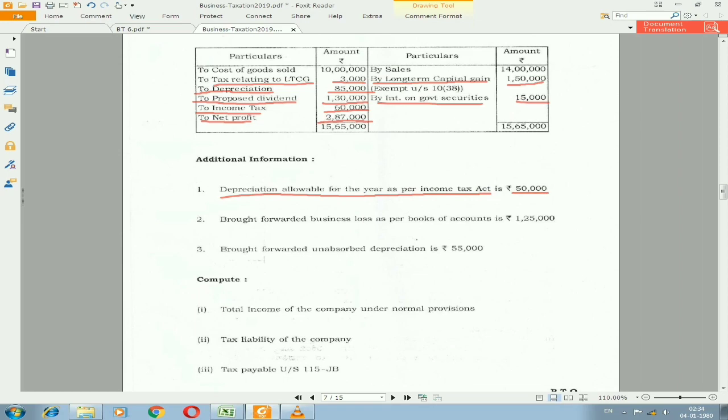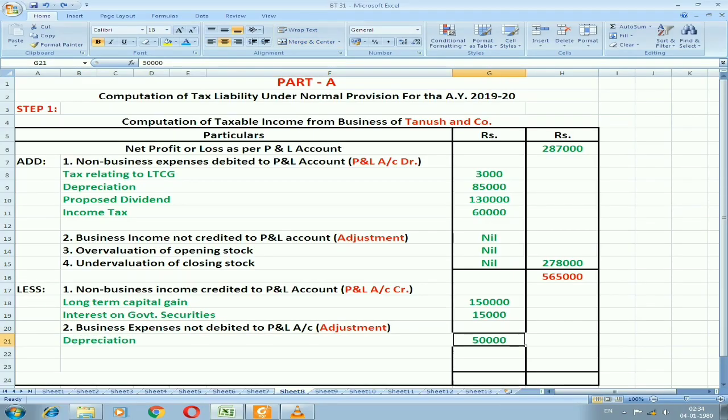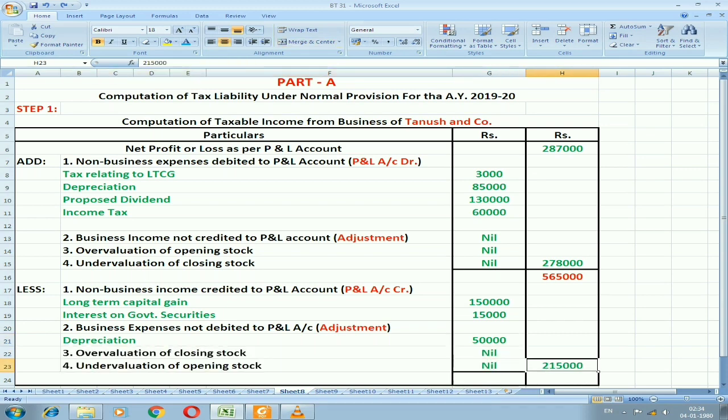Then we need to take the second point, any business expenditure in the adjustment. We have one, that is depreciation of 50,000. Then stock will be both nil, and 2,15,000 will be the total. By deducting that, we'll get 3,50,000 as taxable income from business.